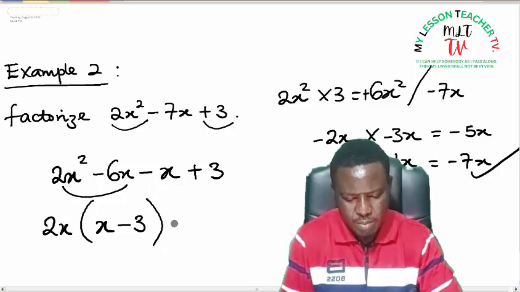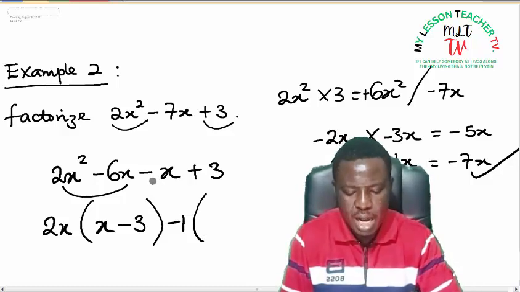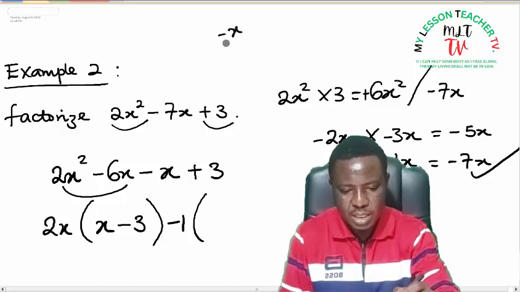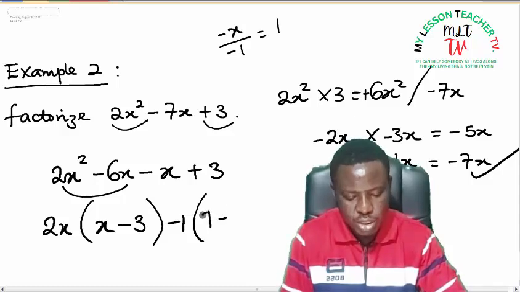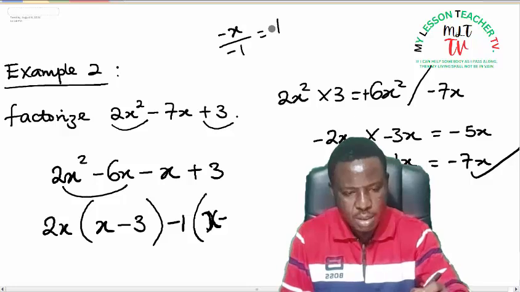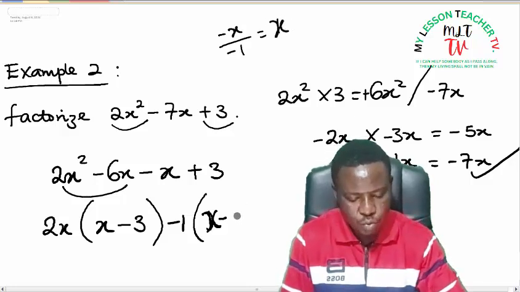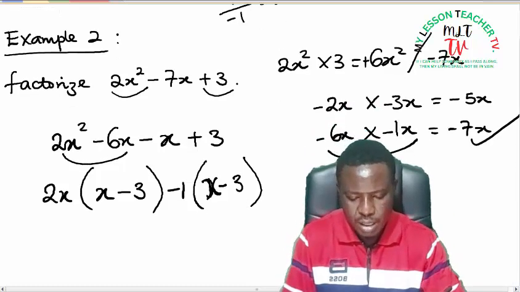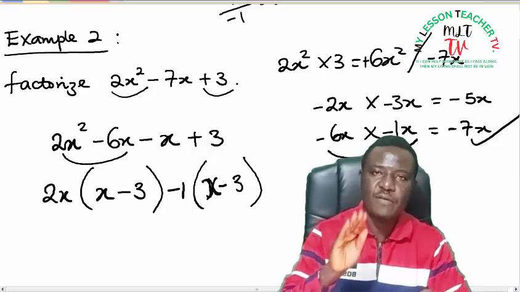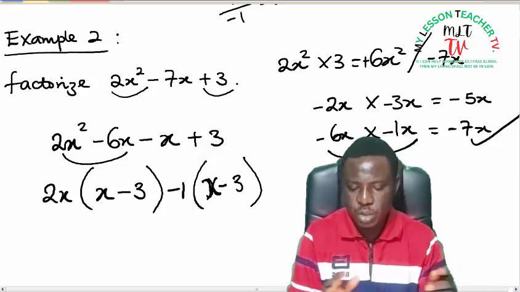What is common here? Minus 1 is common. When you factorize out minus 1 from minus x, or divide minus x by minus 1, you'll be left with positive 1. So this becomes 1. Divide plus 3 by minus 1, you are left with minus 3. So, having done that, I have been able to factorize it from a four-term expression to a two-term expression.